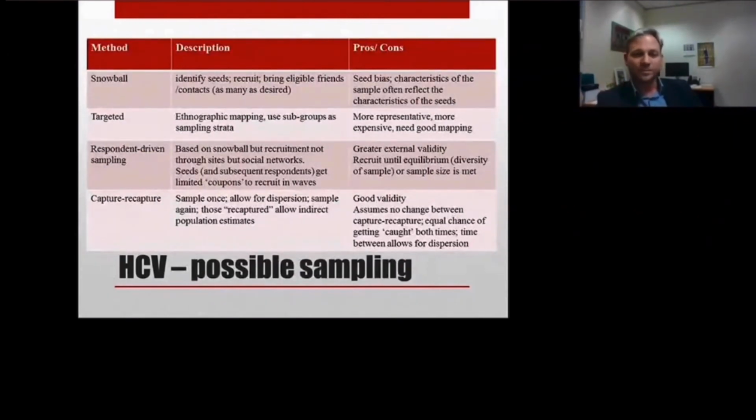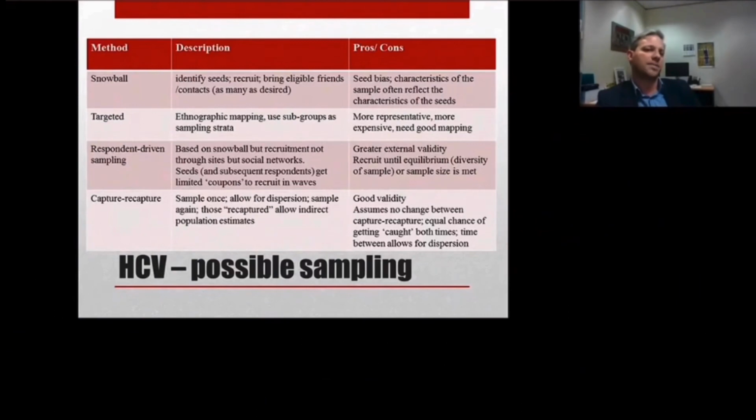Snowball, you get your initial individuals, they recruit others, they can recruit as many as they like, and so they bring their friends who fit the criteria for your sampling. But it has so-called seed bias. The people that you initially get, if they recruit a number of their friends, then the characteristics of the sample will often reflect the very first people that you've identified. Targeted sampling requires some mapping about where subgroups might be found. You need very good mapping. It's more representative, but it's more expensive as well.